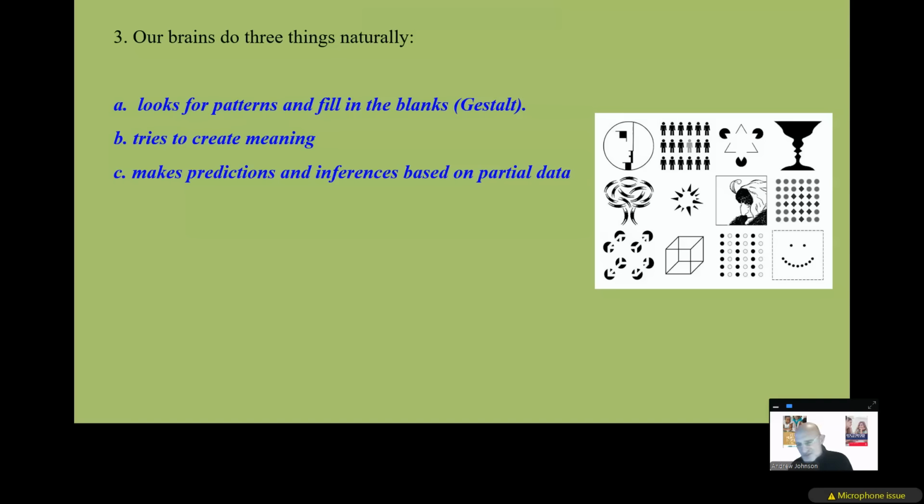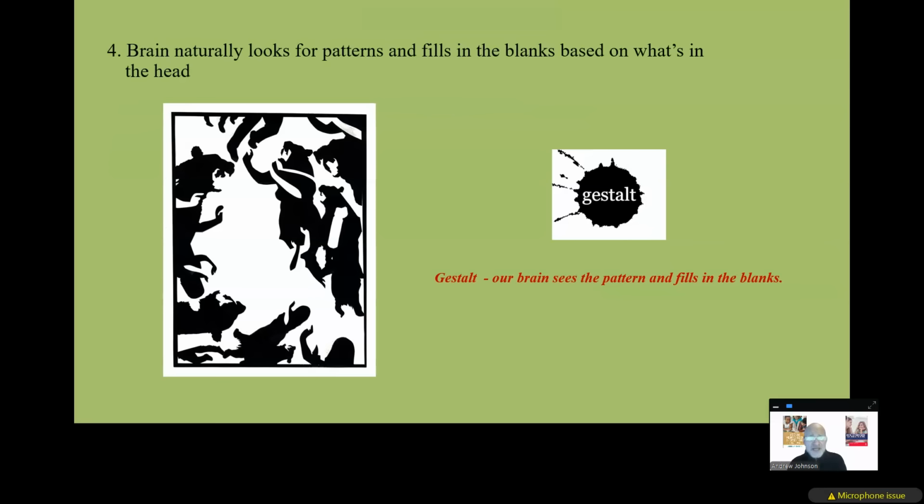Our brain naturally does 3 things. It looks for patterns. That's called gestalt. It's a pattern identifier, and it tries to create meaning, and it makes predictions and inferences based on partial data. We see partial data and we naturally fill in the blanks. Our brains, in order to evolve, in order to operate efficiently, fill in the blanks and make predictions based on just a little data, based on information in the head. This is called gestalt, when we see the patterns and fill in the blanks.